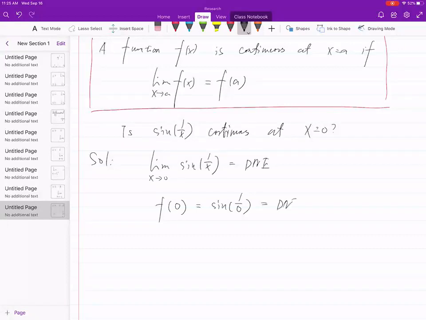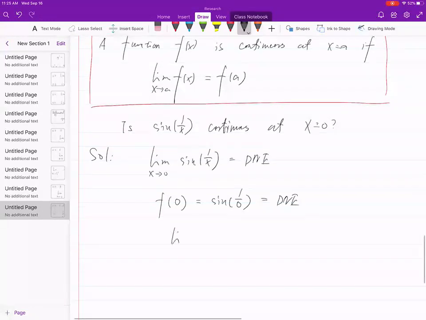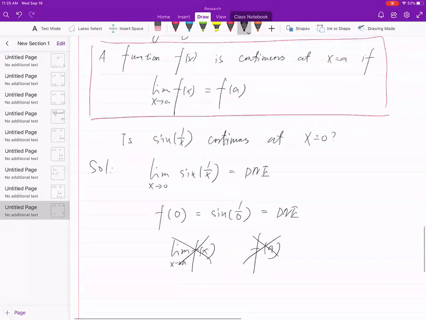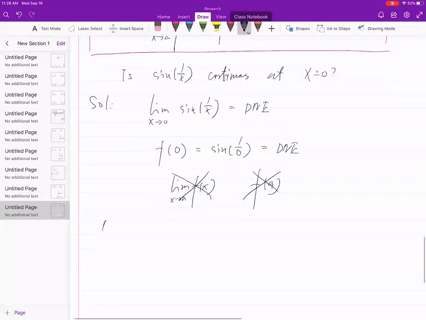Does not exist. That means what? That means you cannot even compare them. Because there's no such thing called this, and there is no such thing called this, not to mention whether they are equal or not. No, no, no. We can't compare. Therefore, this one fails, right? Therefore, not continuous. The reason is because you don't have a limit, you don't have a function value, so there's nowhere even to mention are they the same.